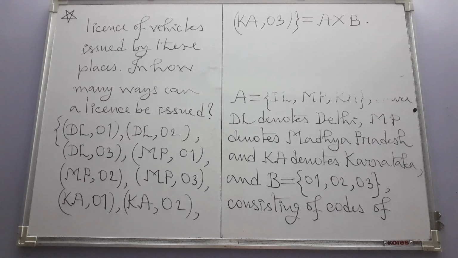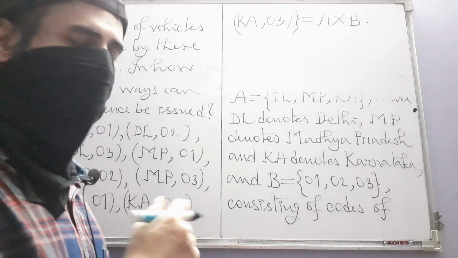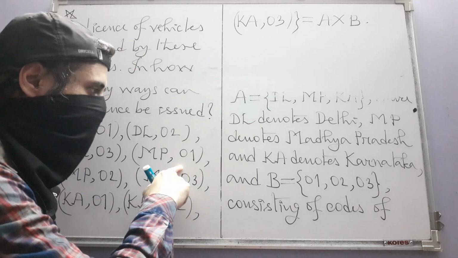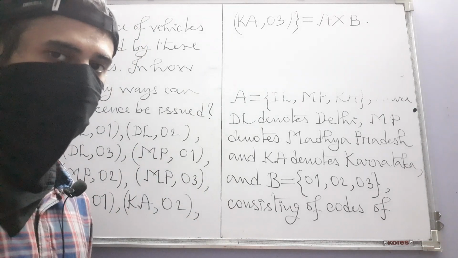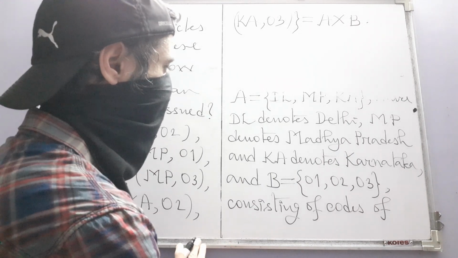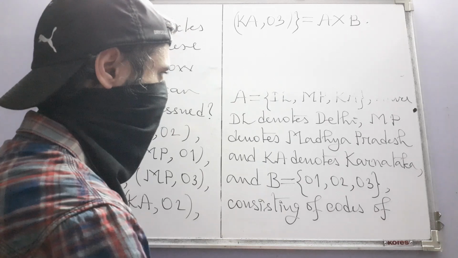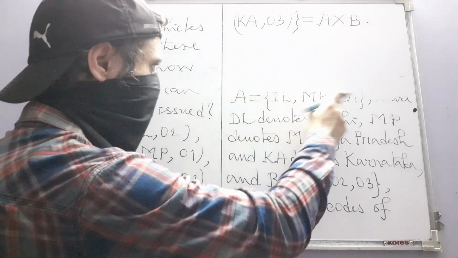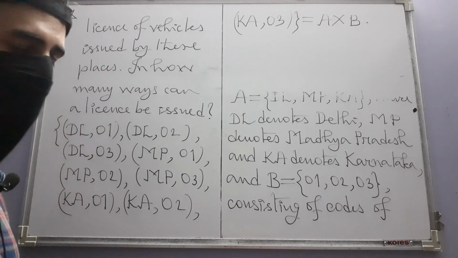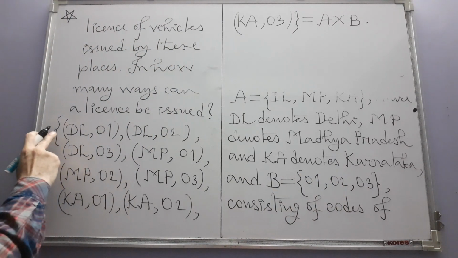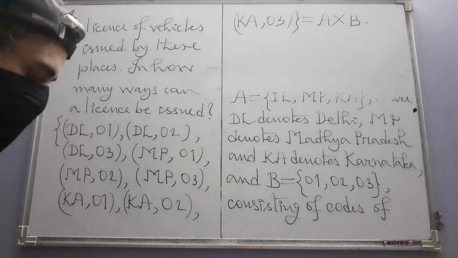A times B. If one wants, one can also consider B times A, but it's specifically mentioned in the text that we have to consider A times B. And that's why we said, or rather the text says, that let us agree that on the number plates, these place codes appear first, followed by these numbers. That's why we are considering A times B.